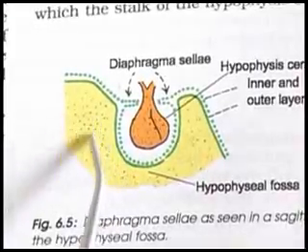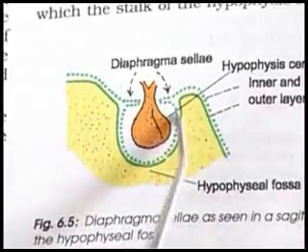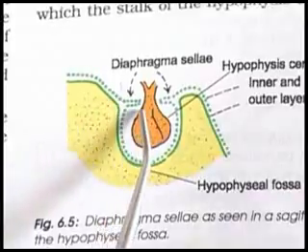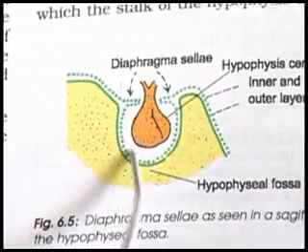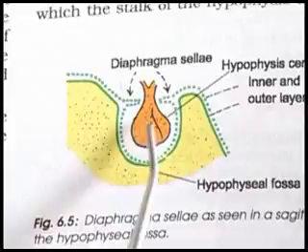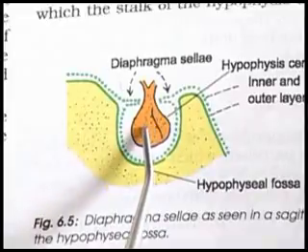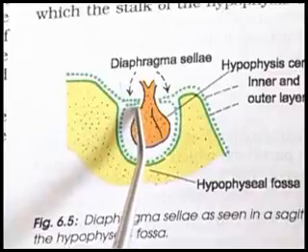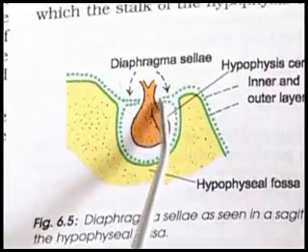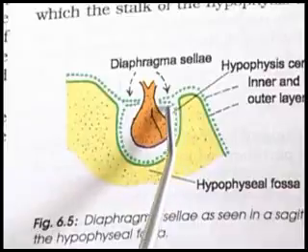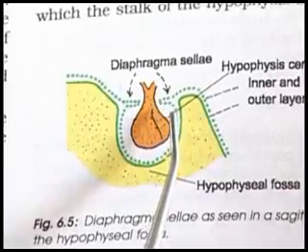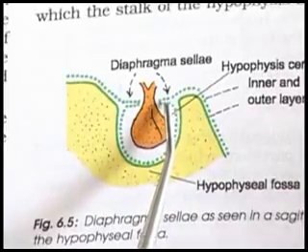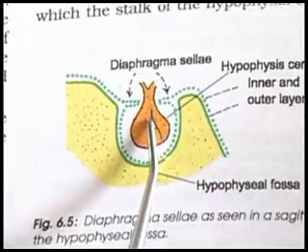The figure shows the hypophyseal fossa enclosing or housing the important hypophysis cerebri, and this hypophysis cerebri is covered by a fold of dura mater which is known as the diaphragma sellae. This diaphragma sellae prevents the weight of the brain from crushing the poor pituitary gland.